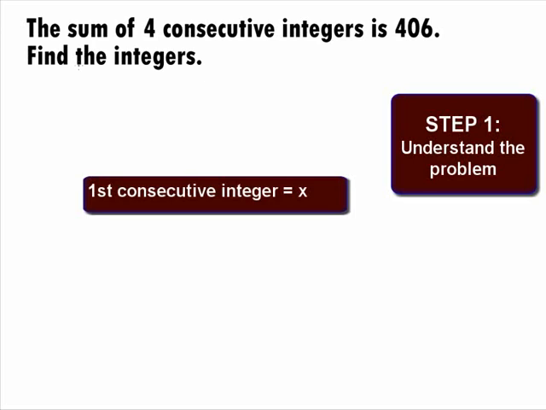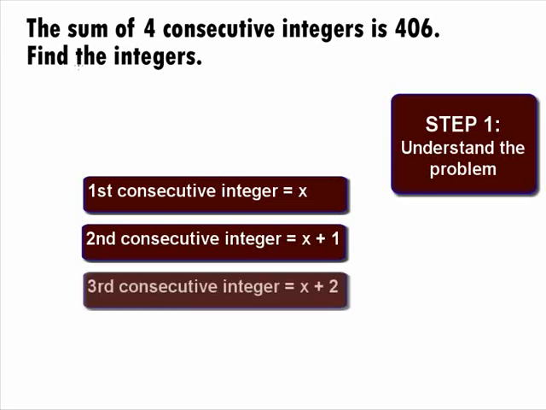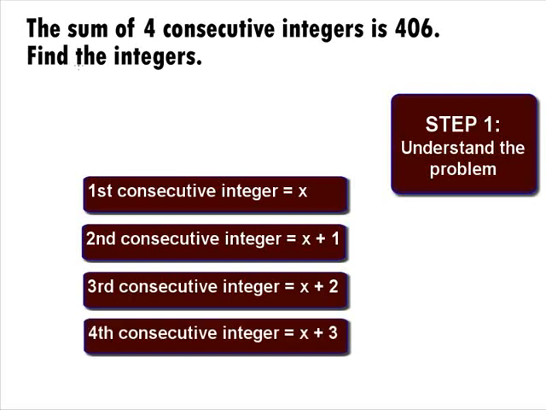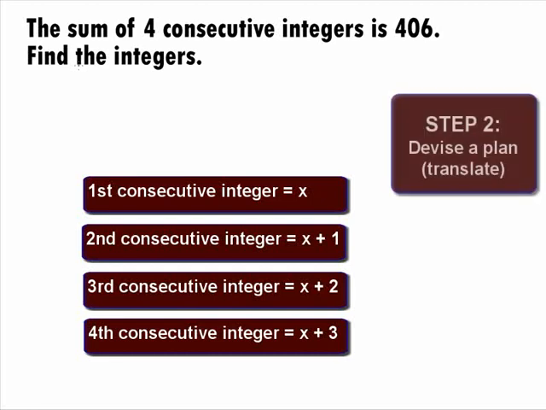Since consecutive integers are integers that follow one another in order, for example 5, 6, 7, and 8, or 20, 21, 22, and 23, the next one up can be found by adding 1 to the previous consecutive integer. So we can represent the second consecutive integer as x plus 1. Along those same lines, the third consecutive integer would be x plus 2, and the fourth consecutive integer would be x plus 3.